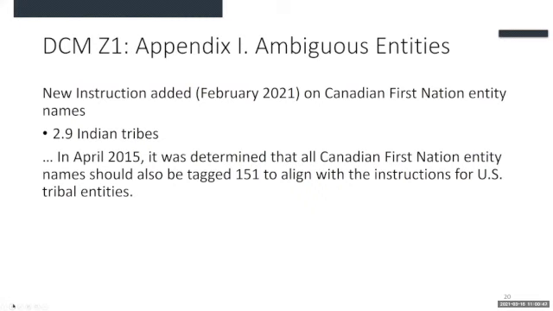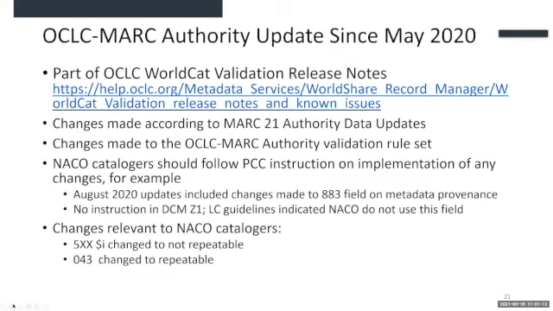Next slide, please. The appendix on ambiguous entities has a new instruction on Canadian First Nation entity names that are added under 2.9 to be tagged as 151, to align with the instruction for US tribe entities. Next slide, please.